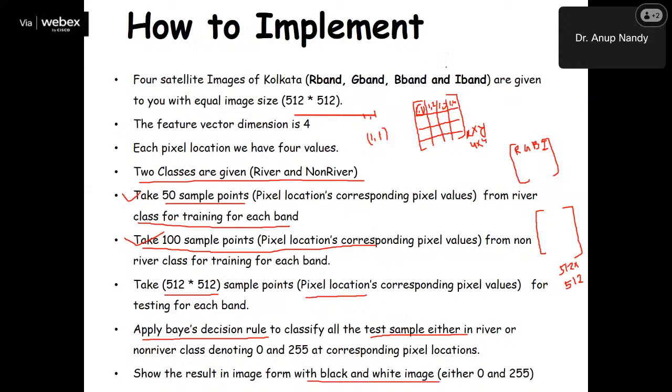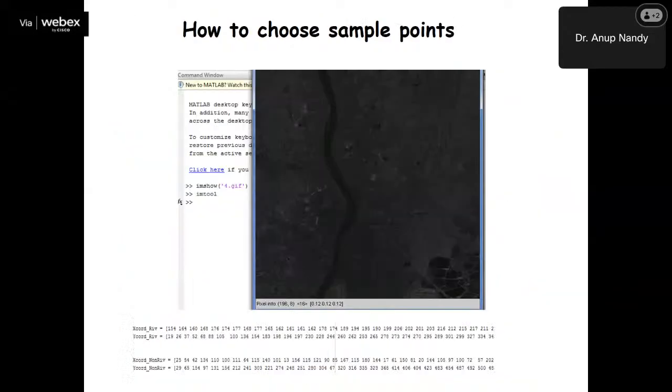Now how to implement it? I will apply the same example and also extend it to k-nearest neighbor, and then you will see the differences between the Bayes decision rule and k-nearest neighbor. So now how to choose these sample points? Here, as you can see, the important thing is that this is a river class.